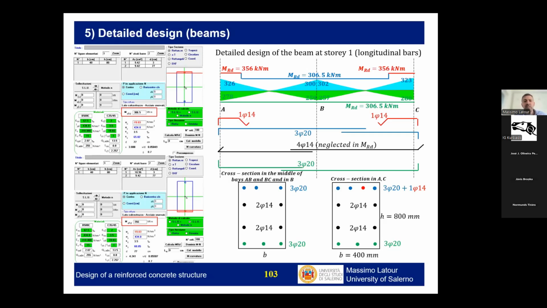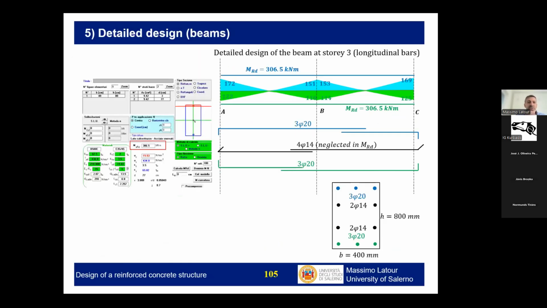Okay, so for the seismic, we have to limit the resistance of the cross-section. So it doesn't have to be much larger than the design action. These are, for example, the layout of the bars in the 3 stories of this frame.